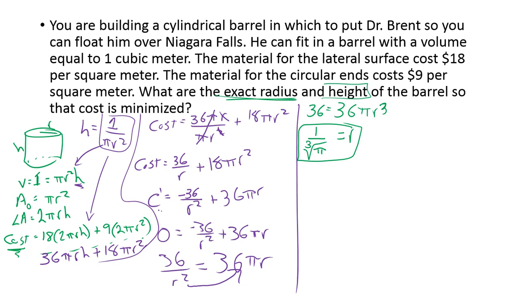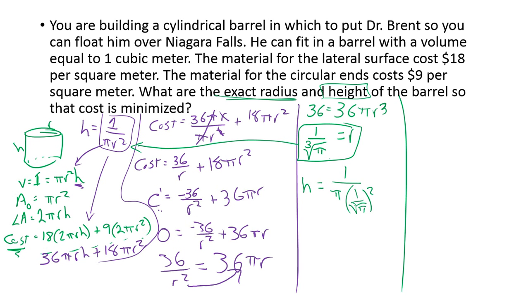And now it wants the exact height. So we're going to take this r and plug it into there. Now this is where you're going to have to do some algebra manipulation to try to get a nice round number. And so our h is equal to 1 over pi, 1 over the cube root of pi squared. Since we are dividing by a fraction, we flip and multiply. H is equal to 1 over pi times pi to the 2/3 over 1.